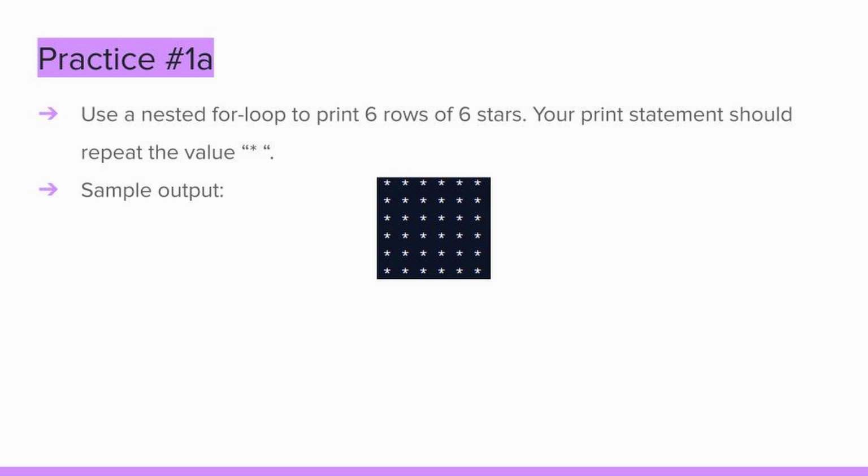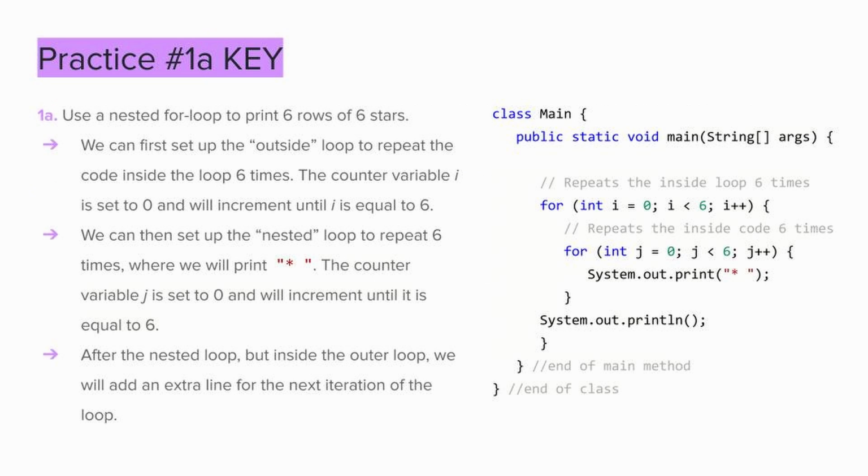If you're stuck, try working on the outside loop first. Then make the header for the inner loop. Also, the counter variable for your inner loop should be different from your outer loop. Here's the key. As always, this is an example solution. Your code does not need to look exactly like the solution we made.